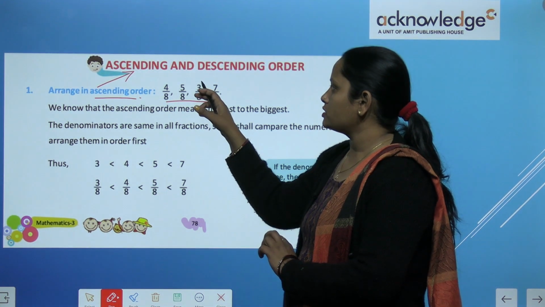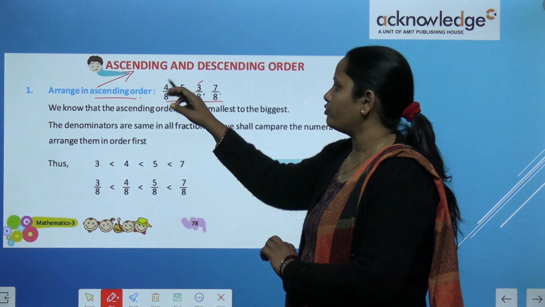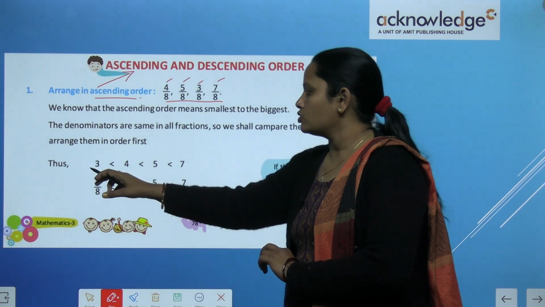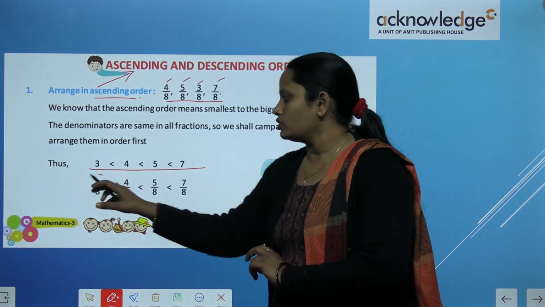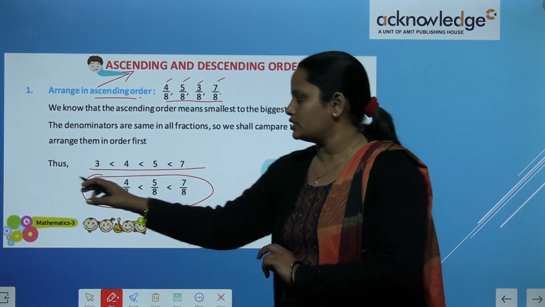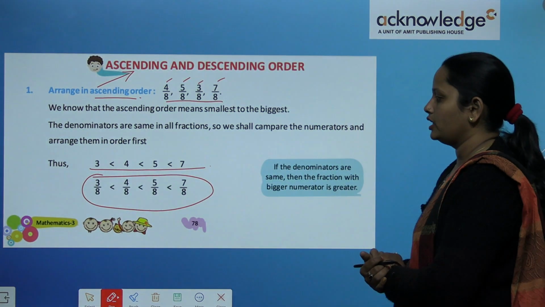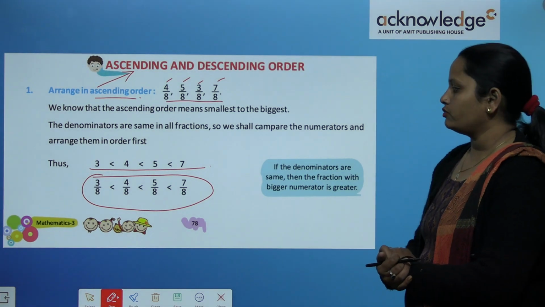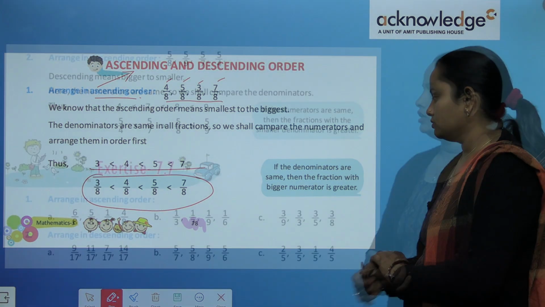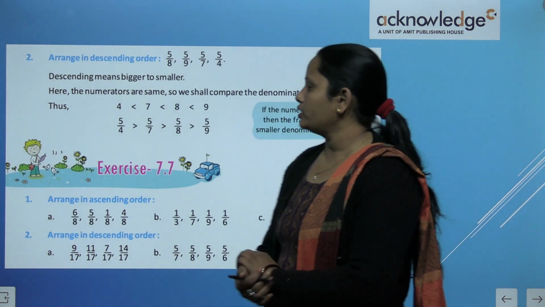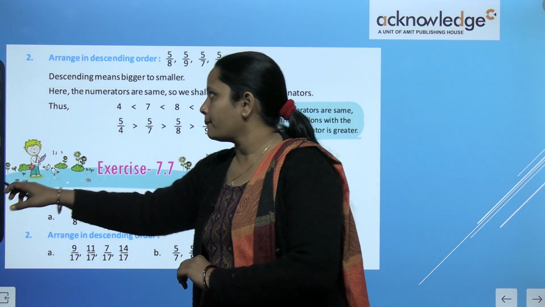अब न्यूमरेटर में सबसे छोटा है 3, फिर 4, फिर 5, फिर 7. सो 3, 4, 5, 7. सो दिस इज अरेंज्ड इन असेंडिंग ऑर्डर. 3/8, 4/8, 5/8 एंड 7/8. अरेंज इन डिसेंडिंग ऑर्डर. डिसेंडिंग ऑर्डर में अरेंज करना है.